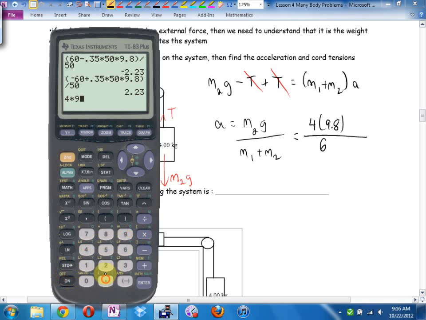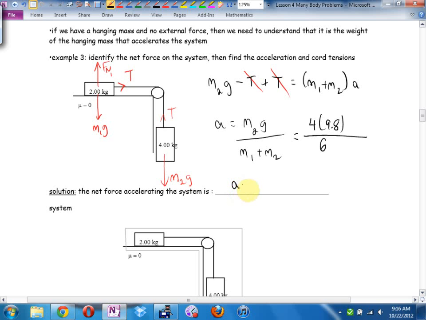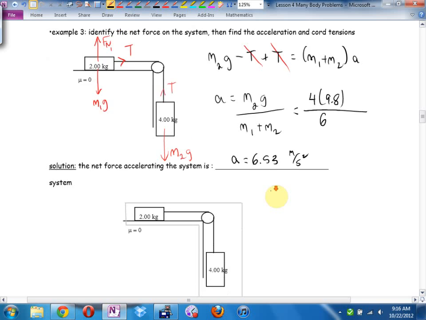4 times 9.8 divided by 6 is 6.533333. A equals 6.53 meters per second squared. By the way, it says the net force accelerating the system is... I wrote the acceleration there because we did the whole thing in one fell swoop. I actually didn't even bother finding the net force. I just said we can solve this.